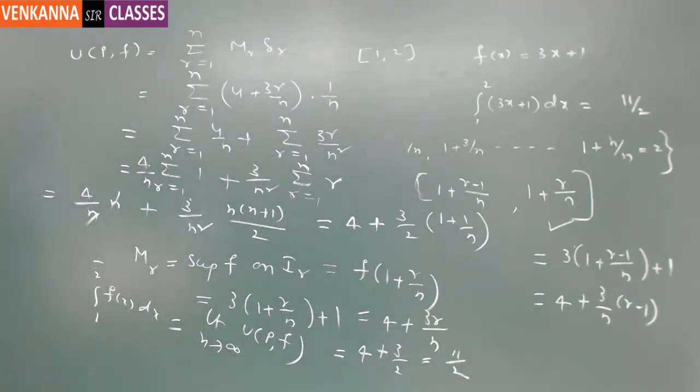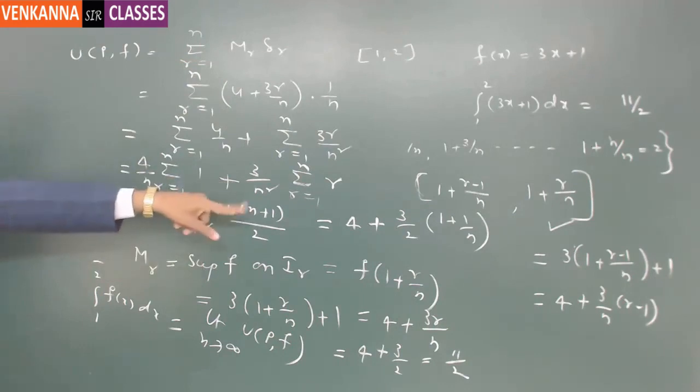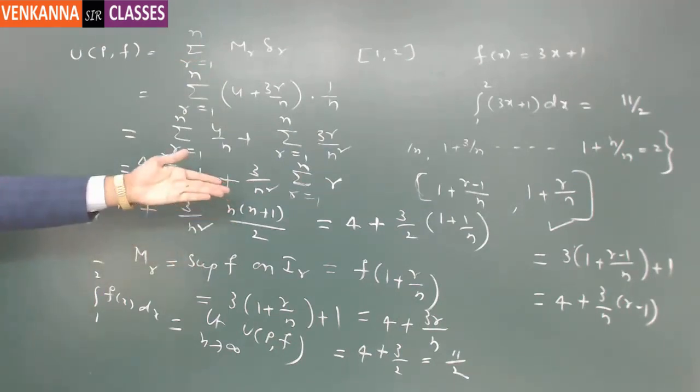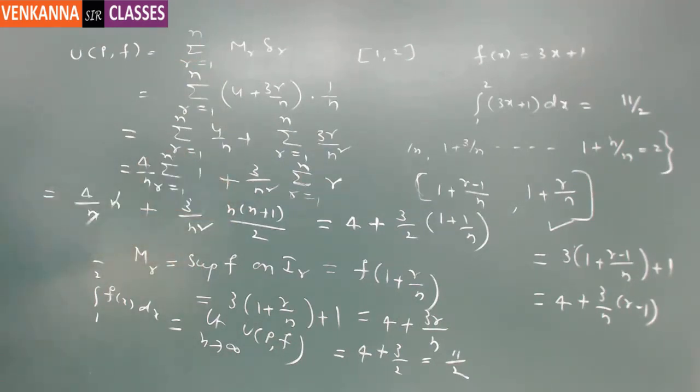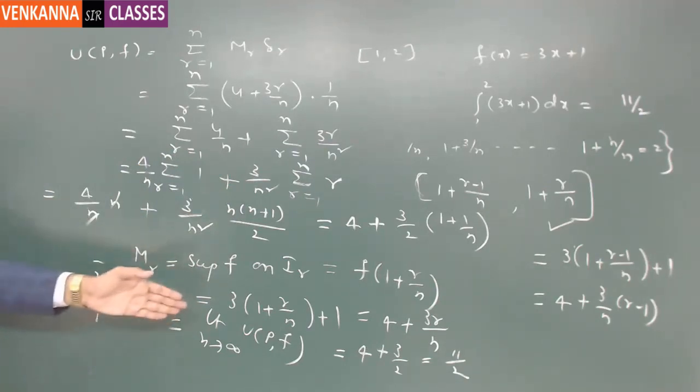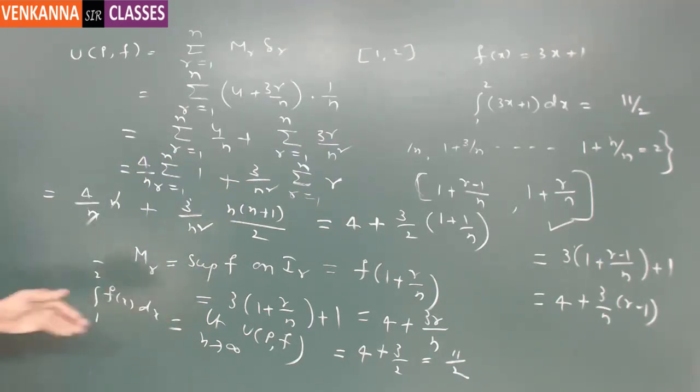Similarly, you can calculate LPF value, summation r is equal to 1 to n of small mr delta r. The same things will apply here. Here you will get n into n minus 1 by 2. So 4 plus 3 by 2 into 1 minus 1 by n you will get. And at the end, the same answer 11 by 2 will come if you calculate the lower integral.